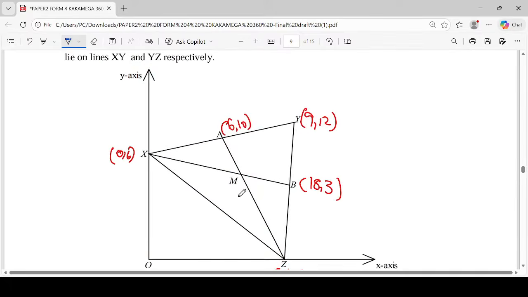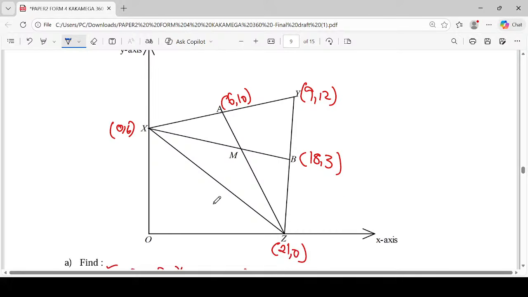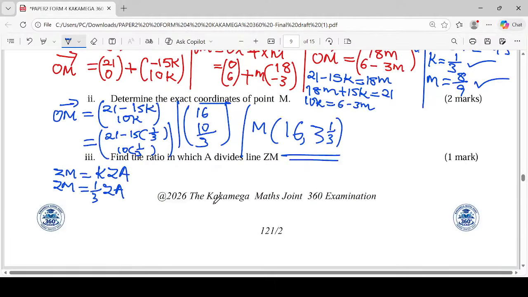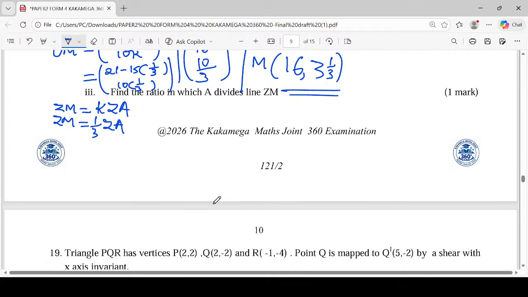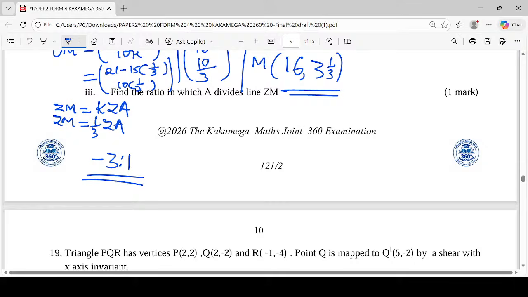A dividing Zm is external division, because A is outside the line Zm. And because it's external division, the total length Zm is 3, and ZA is 1. So the ratio here is negative 3 is to 1, with external division being represented by a negative.